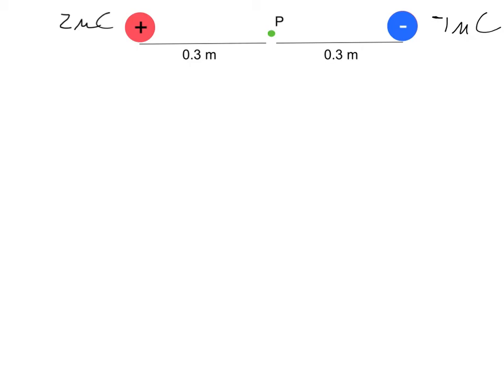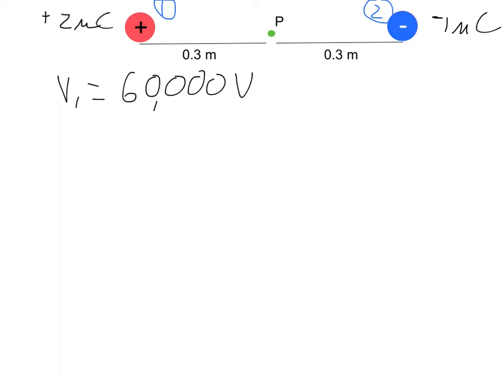Remember, charges come in 2 varieties, positive and negative. If it makes it easier, I can put a positive value over here just to further distinguish. As far as my approach to solving the problem, I'm going to follow the same basic method where I'm going to call this charge 1. I'm going to call this charge 2. Now, yet again, the voltage coming from charge 1 is still going to be that same 60,000 volts. But what about the voltage coming from charge 2?